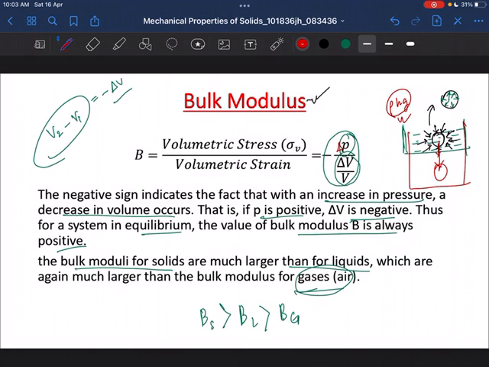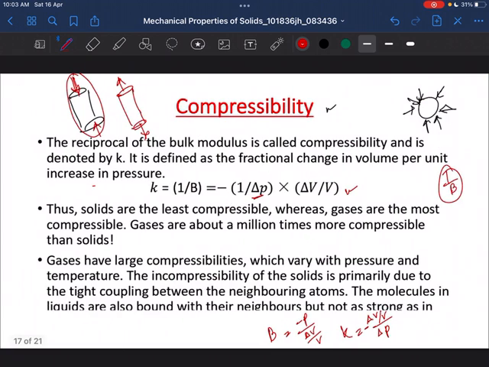So like this way you will have the bulk modulus. So that's why they have used del P in there. They are considering the change in pressure. Thus solids are less compressible whereas gases are most compressible.